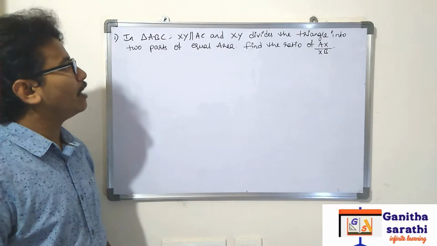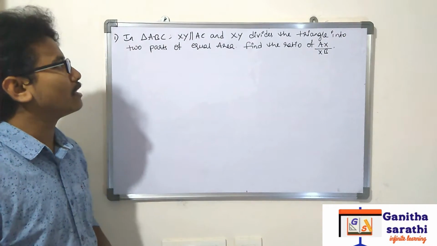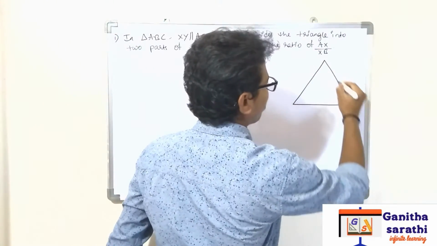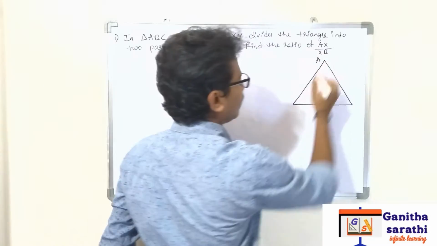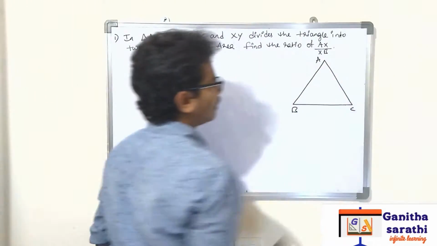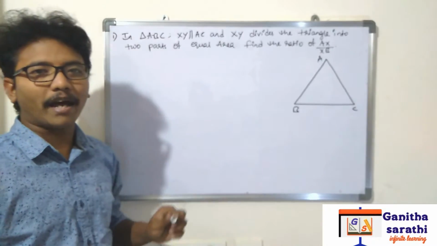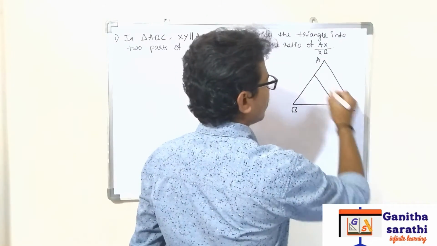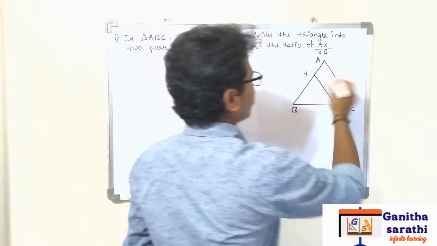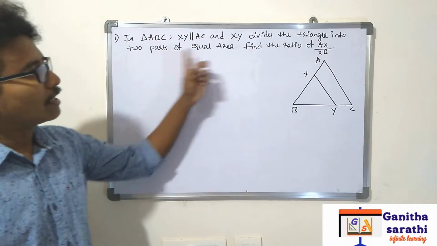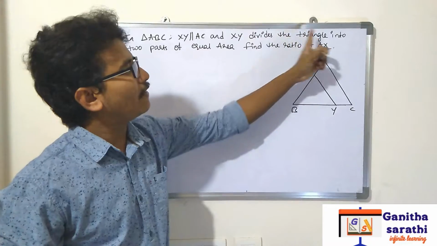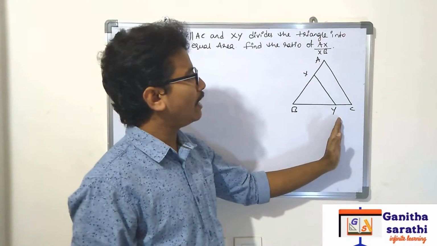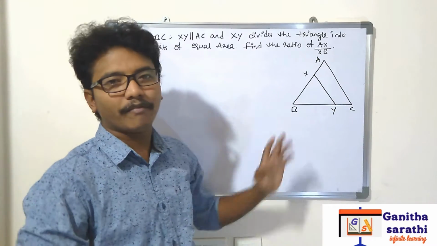See, in triangle ABC, XY is parallel to AC. So what is it saying? Take a triangle A, B and C. In triangle ABC, XY is parallel to AC, and XY divides the triangle into two parts of equal area. That means XY is dividing ABC into two parts of equal area.